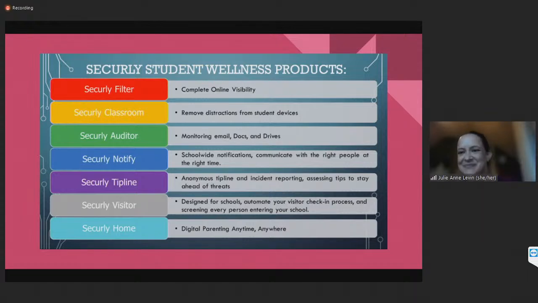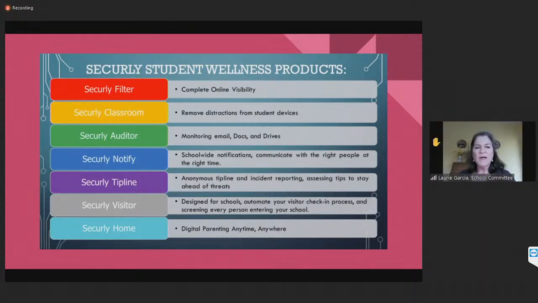Okay, so do we not have anything in place right now that is like Securely Classroom? I know you just said Securely Home would put the onus on parents, but do you mean to tell me that our teachers have no way of auditing what is on the students' screens when they're sitting at their desks?